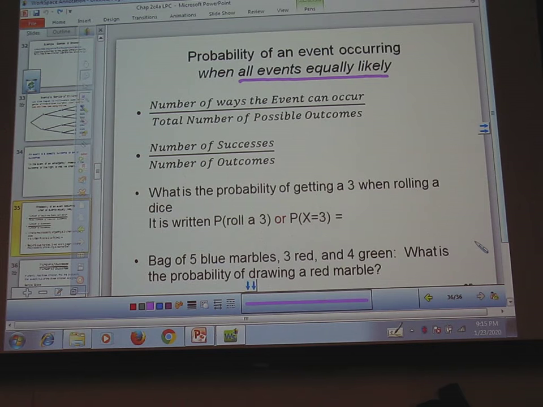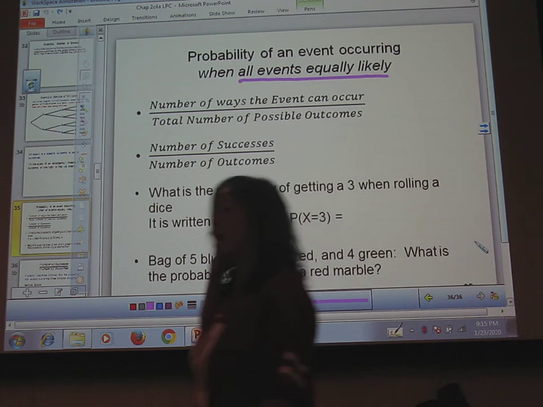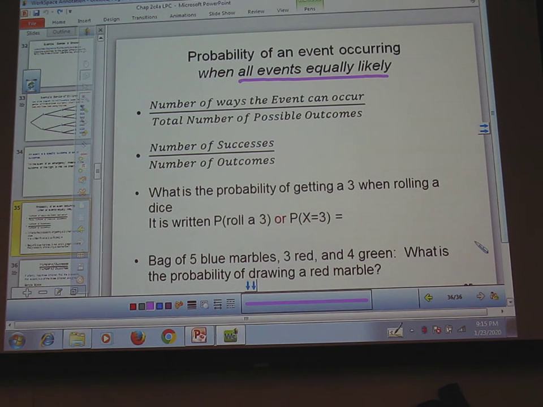Say I buy a lottery ticket. Either I win or I don't win. Does that mean there's a 50% chance you're going to win the lottery? No, because there's a really small chance you're going to win and a really big chance you're not going to win. So this is only when all events are equally likely. Only in those situations. Make sure you're aware of that caveat there.